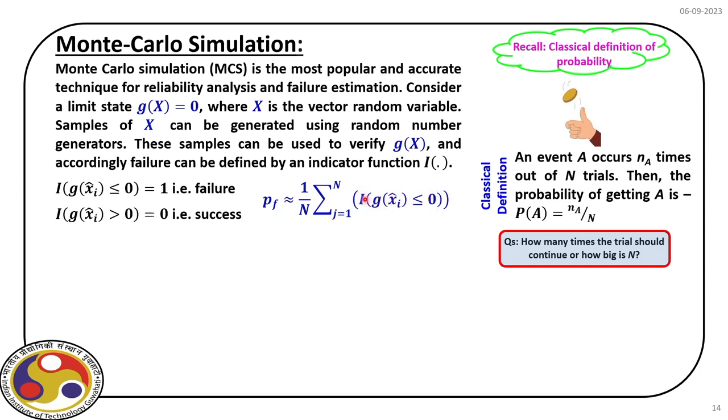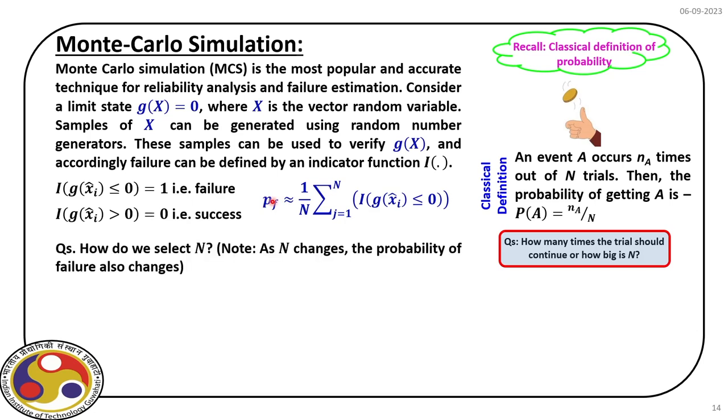So this indicator function will have 1, so we sum up all these ones, so we get how many times it has failed. That means this small n corresponding to event A, and then we divide by capital N to find out the probability of failure. Obviously the question comes to our mind: how to select this capital N?